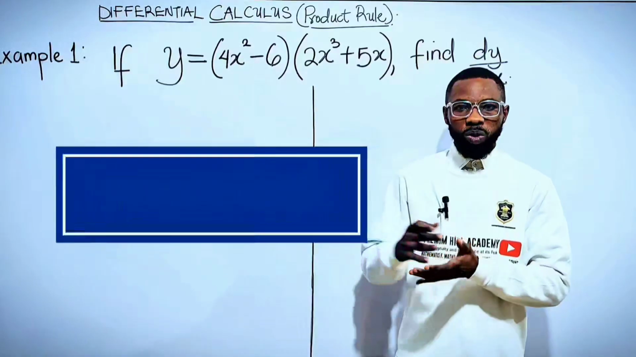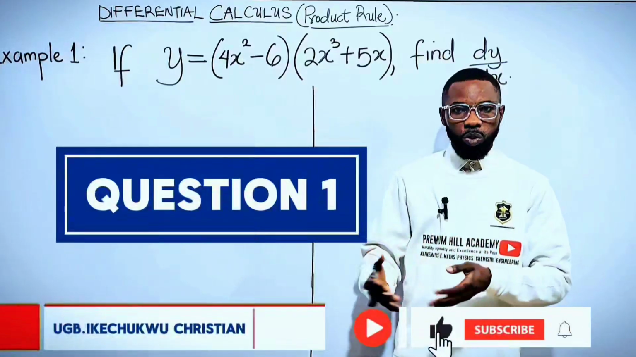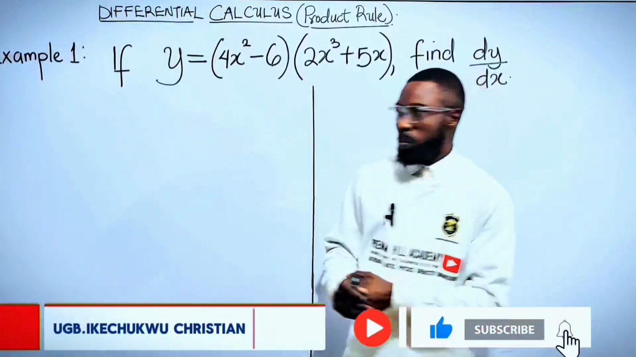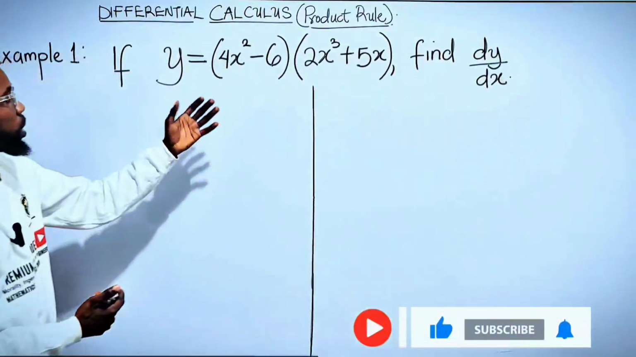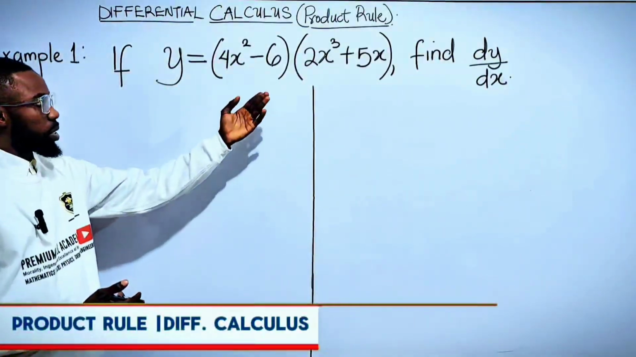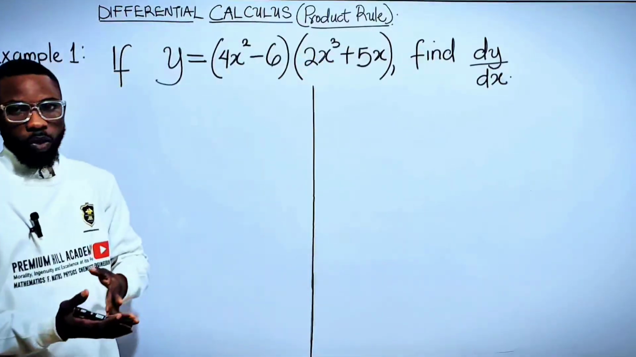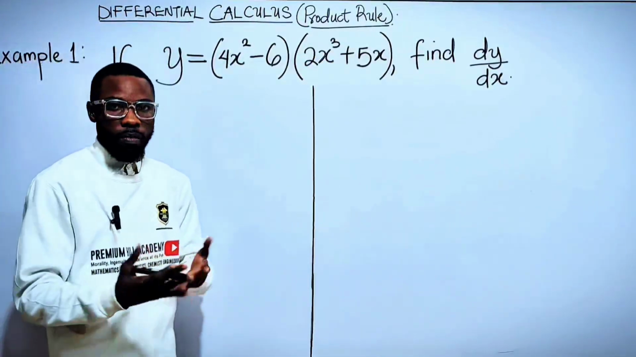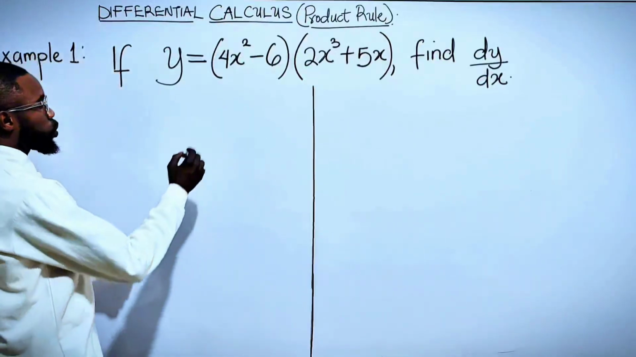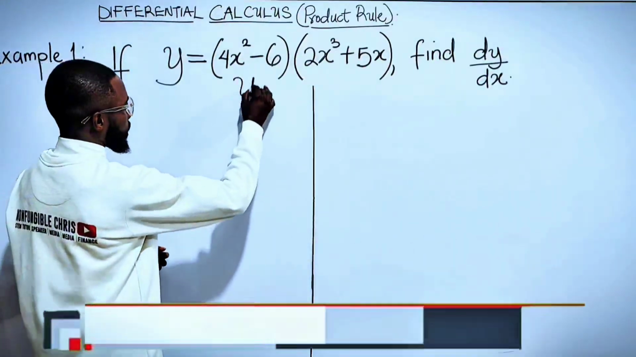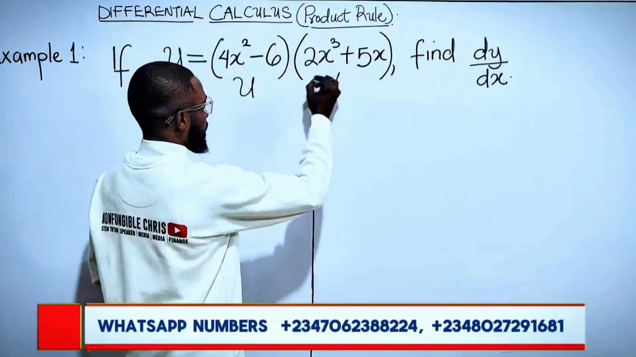Let's look at question 1 on the board as regards the product rule in differential calculus. The question says, if y is equal to 4x squared minus 6 times 2x cubed plus 5x, find dy over dx. Very simple. First of all, we take this as our u and this as our v.